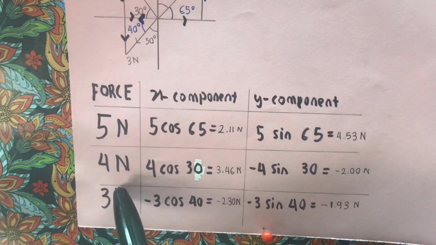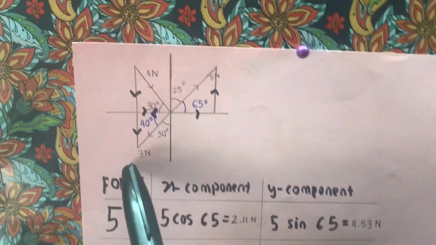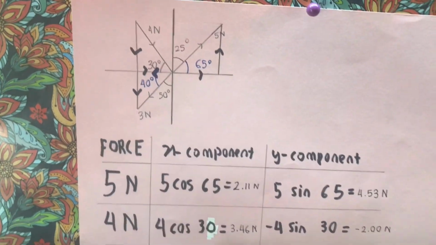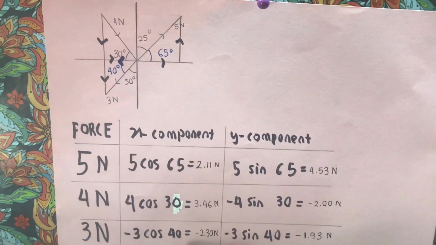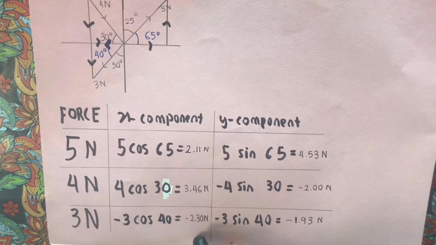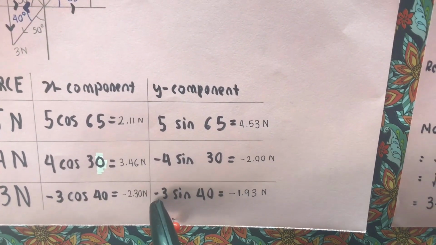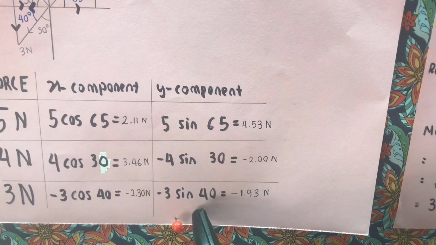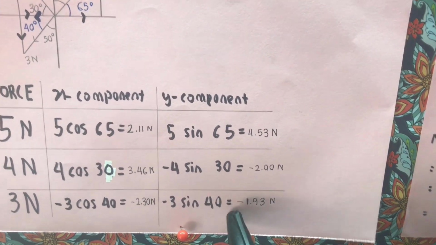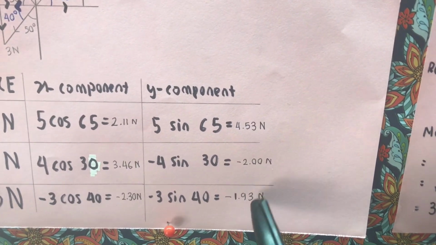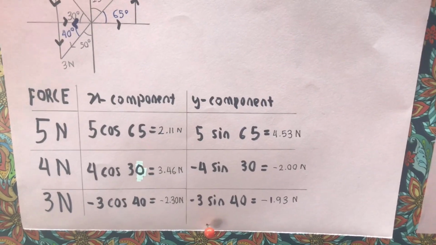And for 3 Newton, for the x component, see here, we must get negative 3 cos 40 equal to negative 2.30 Newton. And for the y component, we must use negative 3 sin 40 equal to negative 1.93 Newton. So that is for the x component and y component.